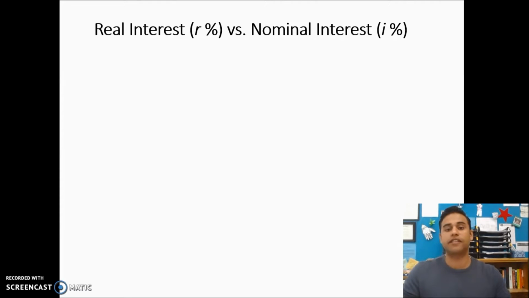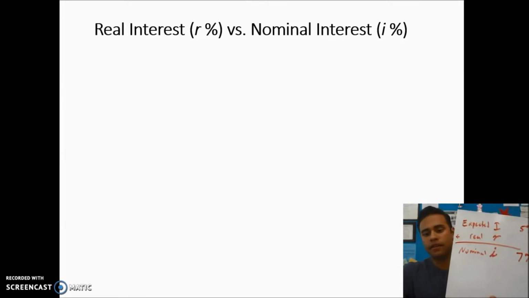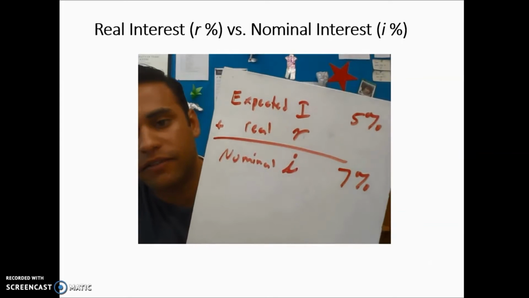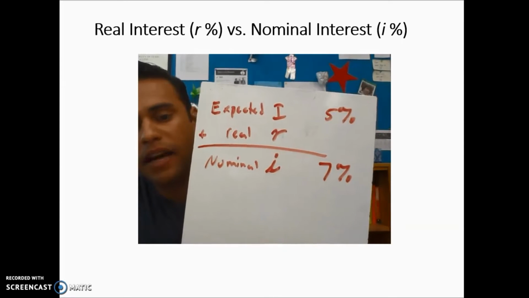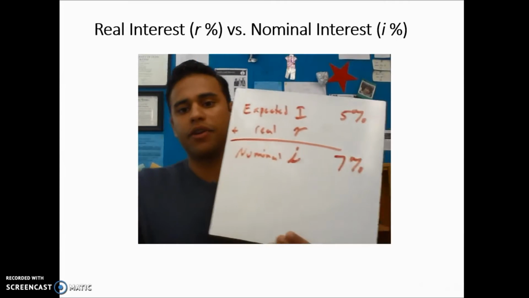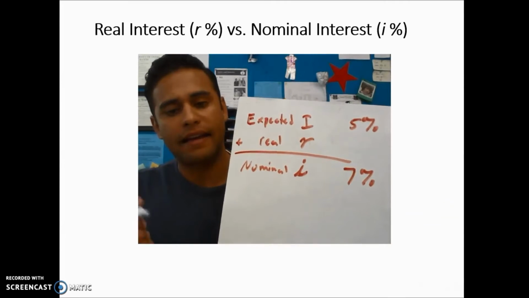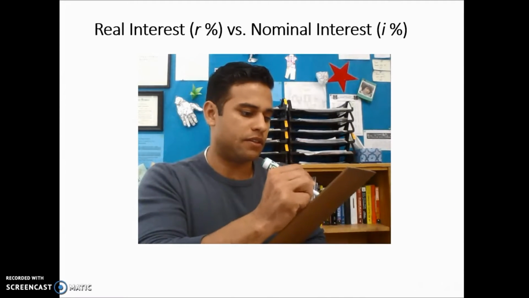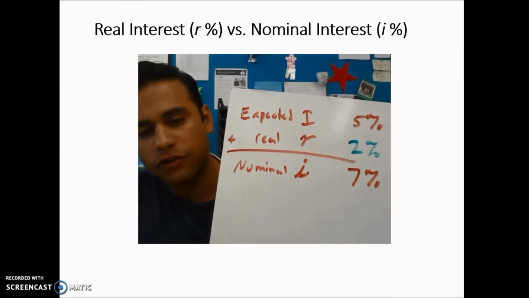So let's say that inflation is expected to be 5%, and let's say that the nominal interest rate is 7%. Let me make this bigger so that you can see a little better. So if the expected rate of inflation is 5%, and the nominal interest rate is 7%, then what is our real interest rate? You would probably pretty easily see that it must be 2%. And that's really what's going on.